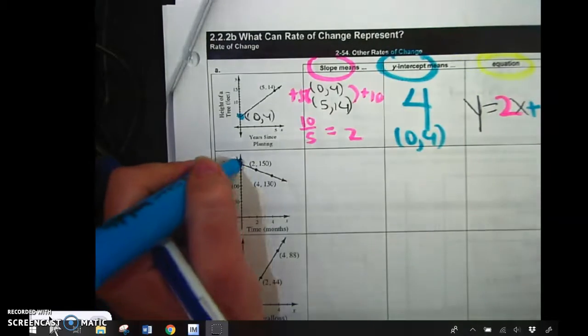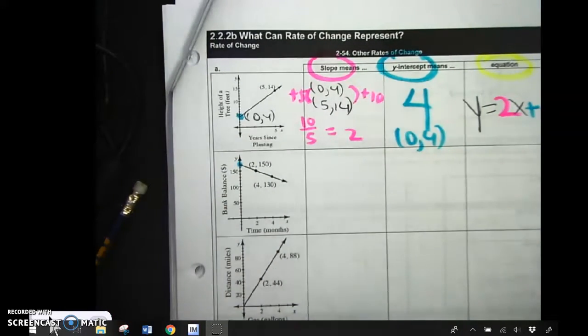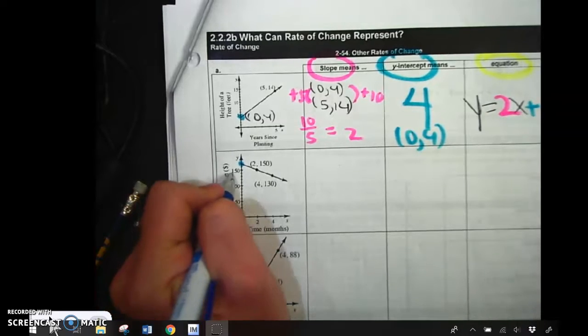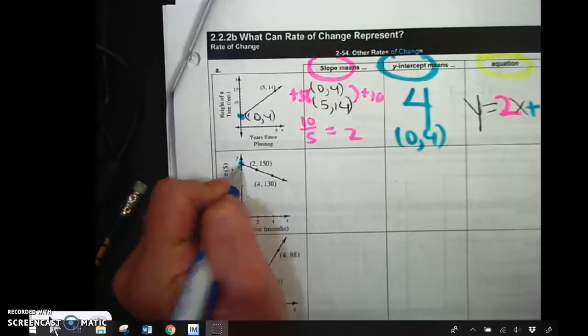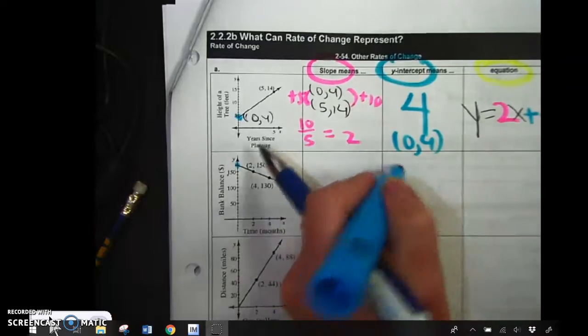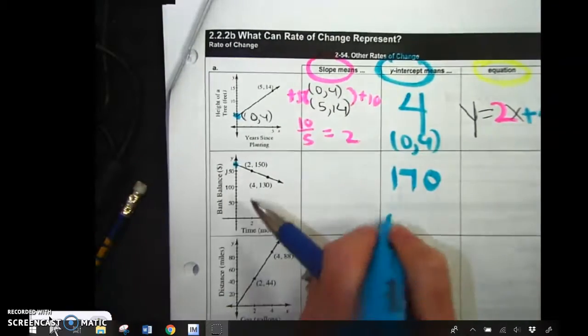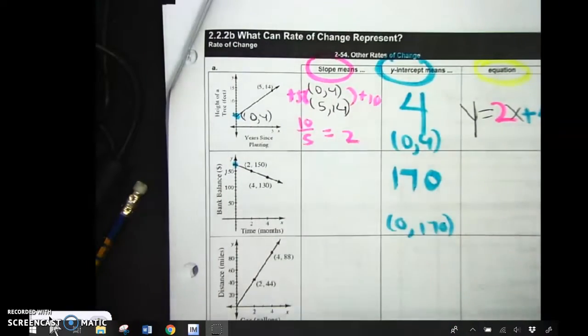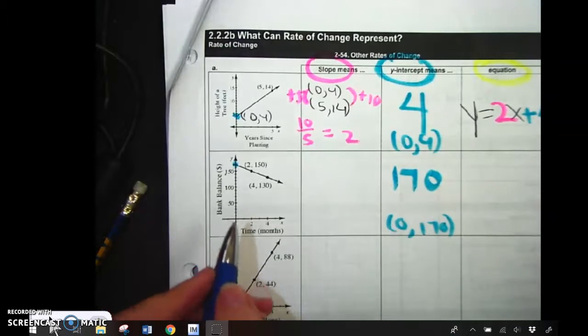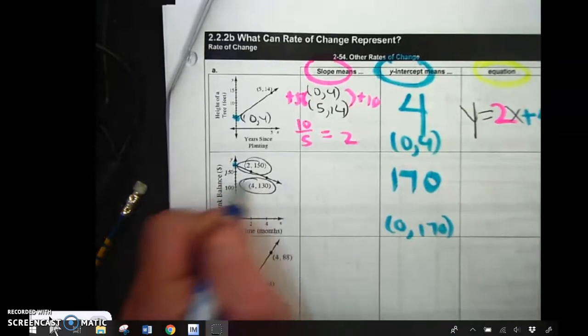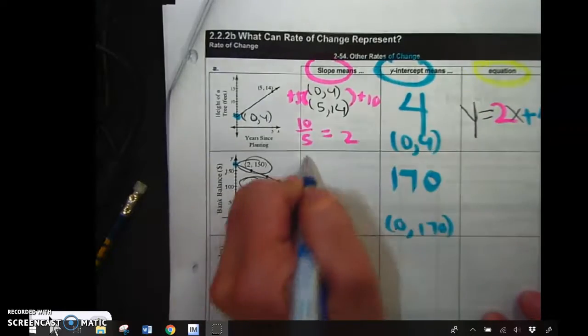Okay, this one is a little bit more difficult because that's 100, that's 150. That'd be 160, 170, or (0, 170). So then I can use these two points, or I can use this point. I'll use these two.